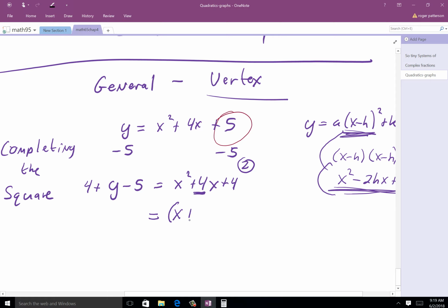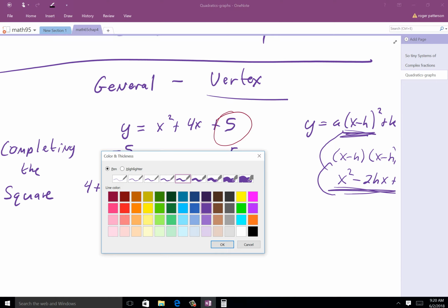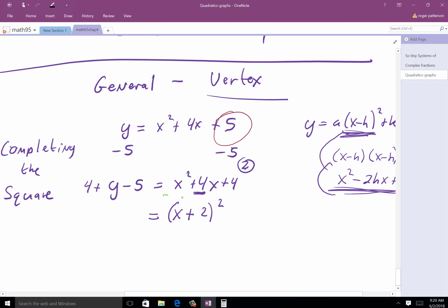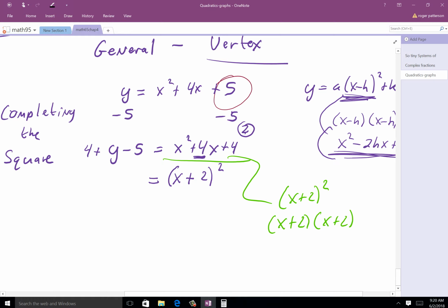X plus 2 squared. All right. And you know what happens? Whenever I teach this, somebody always says, what happens to this 4? Where did it go? Well, where it went is we rewrote this whole thing in a different way. X plus 2 squared means I have x plus 2 times x plus 2, which means if I FOIL, I end up with the exact same thing that I had. Oh, there's the 4.